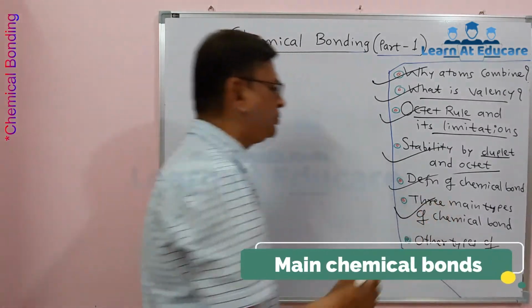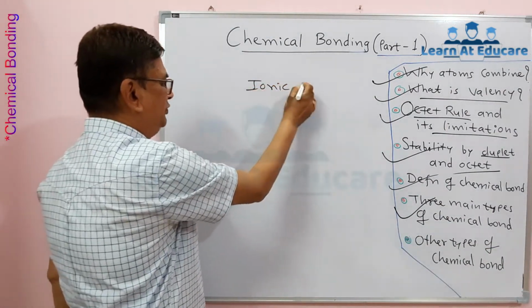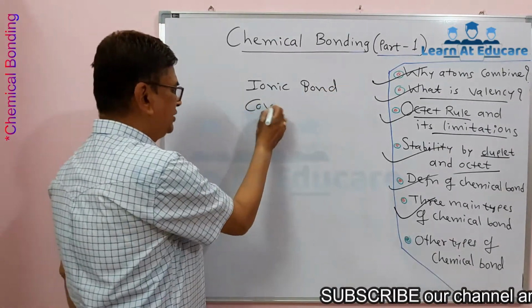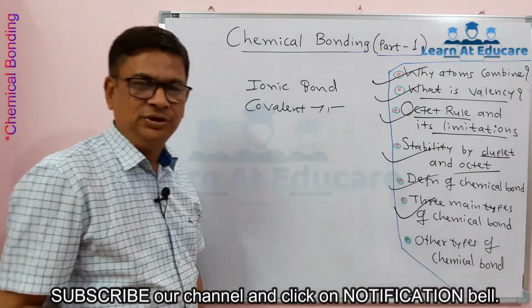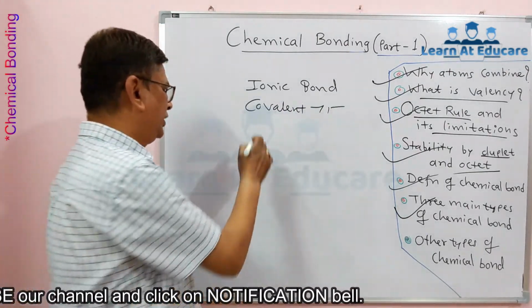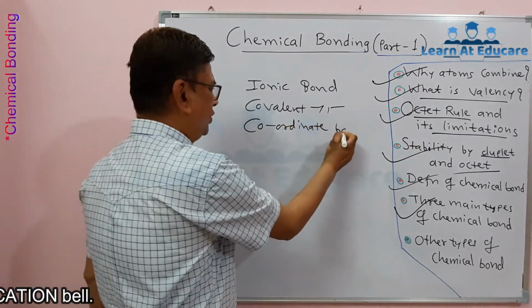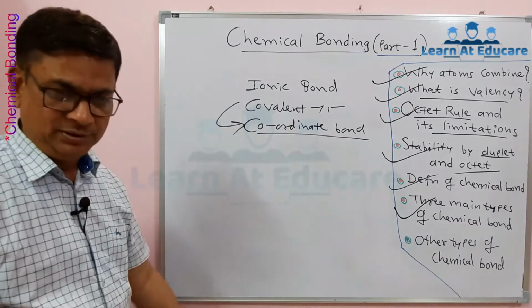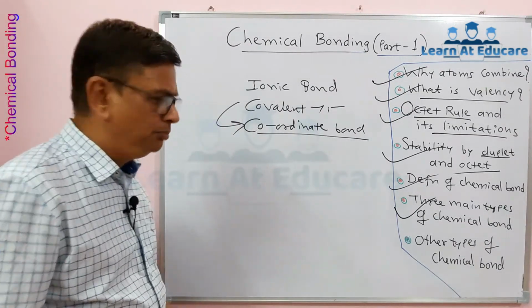There are three main types of chemical bond. One is called the ionic bond, which is also called the electrovalent bond. The second is called the covalent bond, also called the molecular bond or atomic bond. And the last is called the coordinate bond. A coordinate bond is a special type of covalent bond, and it is also called a dative bond.